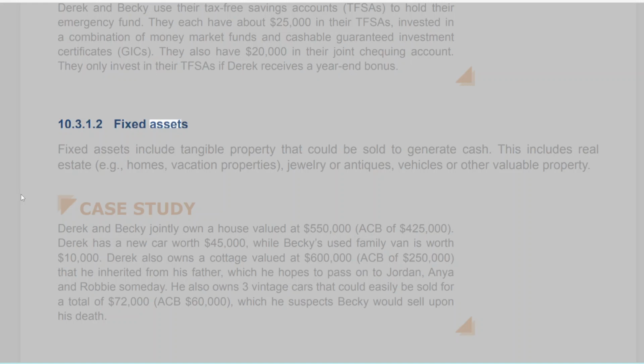10.3.1.2 Fixed assets. Fixed assets include tangible property that could be sold to generate cash. This includes real estate, for example, homes, vacation properties, jewelry or antiques, vehicles or other valuable property.